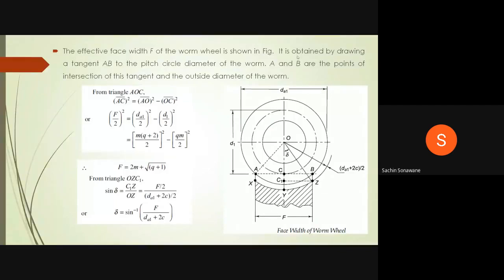From triangle OZC1, if you see OZC1, sin delta is equal to C1Z divided by OZ. Therefore, C1Z is equal to F by 2 divided by (da1 plus 2c) divided by 2. Therefore, delta is equal to sin inverse of F divided by (da1 plus 2c).